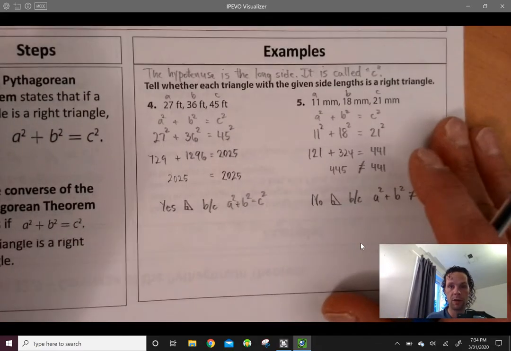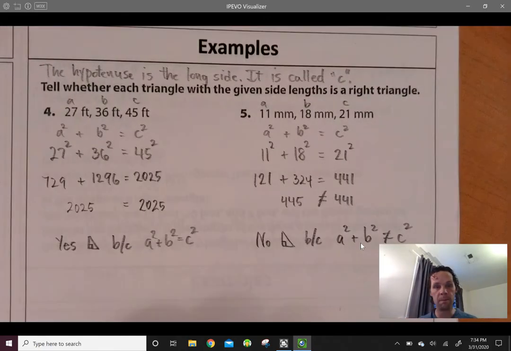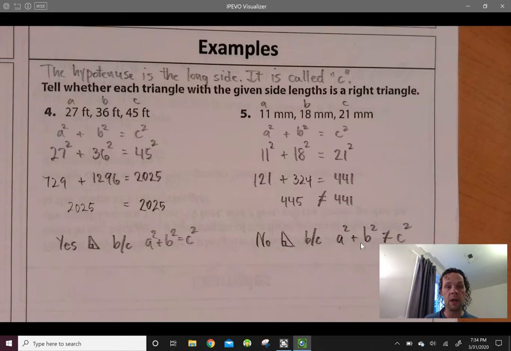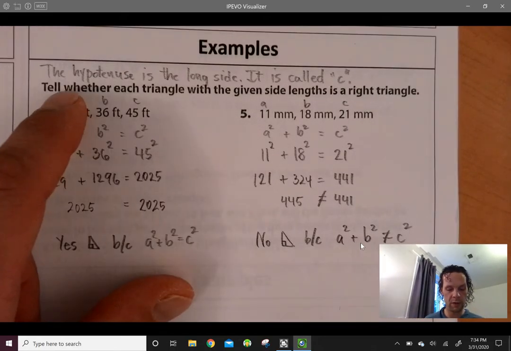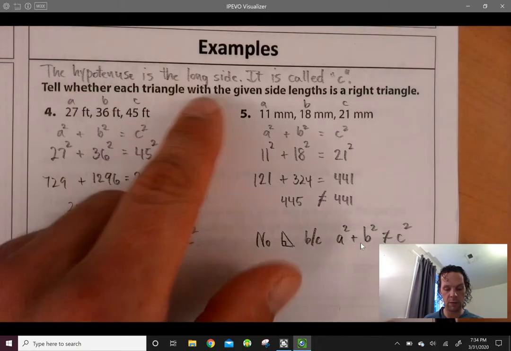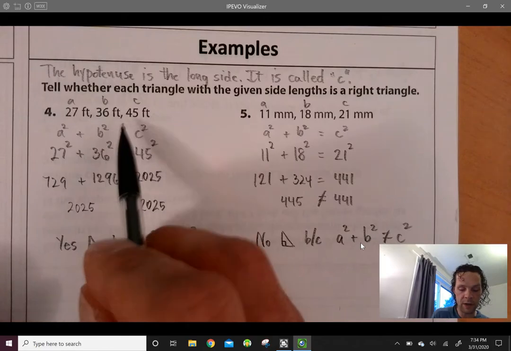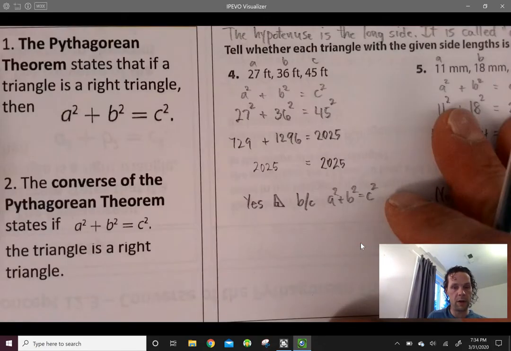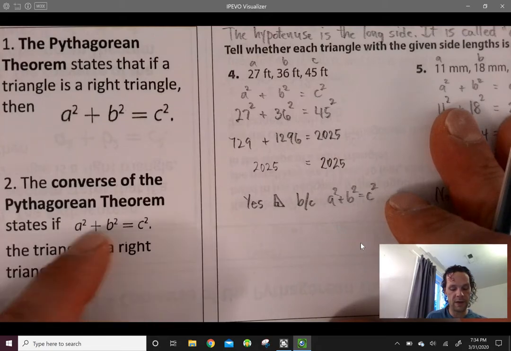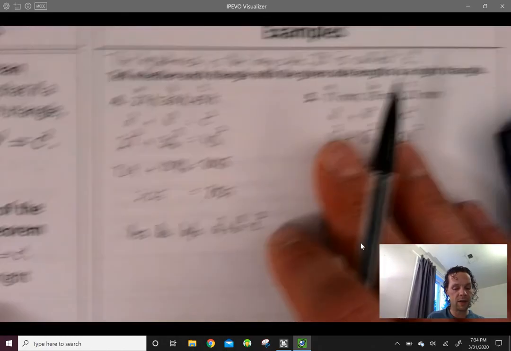Okay, we're doing the same thing again. Alright, just more practice. Practice makes better. Let's get better at problem solving. So first thing we're going to do is, well, read the directions. Tell whether each triangle with the given side lengths is a right triangle. Trying to identify right triangles again. The converse of the Pythagorean Theorem, right? Over here, that tells us if this is true, then it must be a right triangle. So let's look at these.